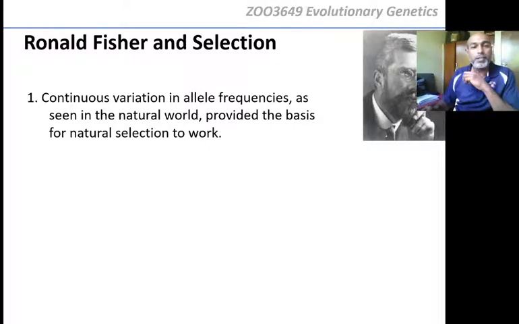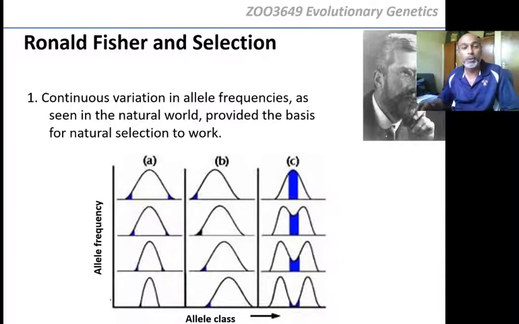Fisher said that continuous variation in allele frequencies, as you see in the natural world, provides the means for natural selection to work. Because the variation is what? Different things. And selection, the environment, chooses which of those things is the fittest one, right? And so that's why you have variation, which is continuous. It's a continuous variable, okay? For example, you have allele class here, or height. Remember, we had height in a previous example. And you can see this variation, and you can see on what pieces of the variation selection is working.